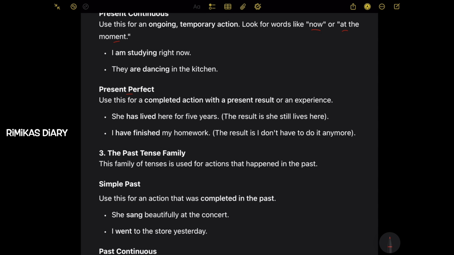Next, present perfect. Use this for a completed action with a present result or an experience. She has lived here for 5 years. The result is she still lives here. So it has a result.